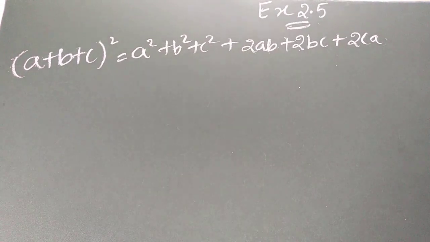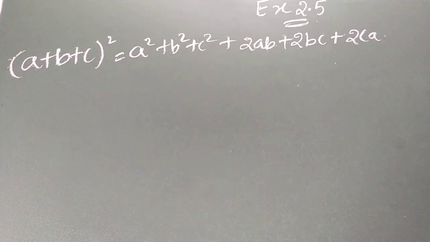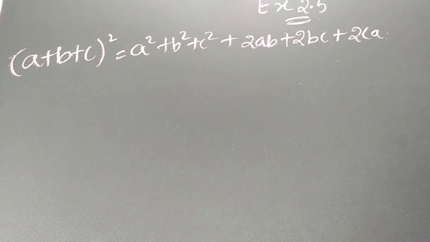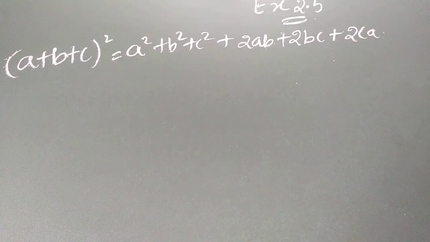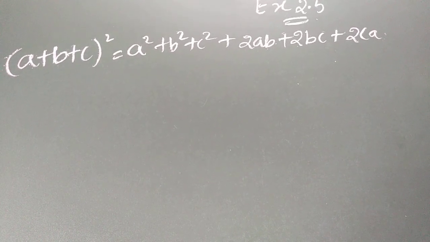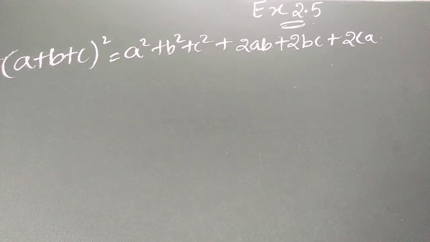Means they will be giving the question in the expansion form. You have to write what is the identity relating that expansion. Okay children, let us move on to the sum. Question number 5 of exercise 2.5.